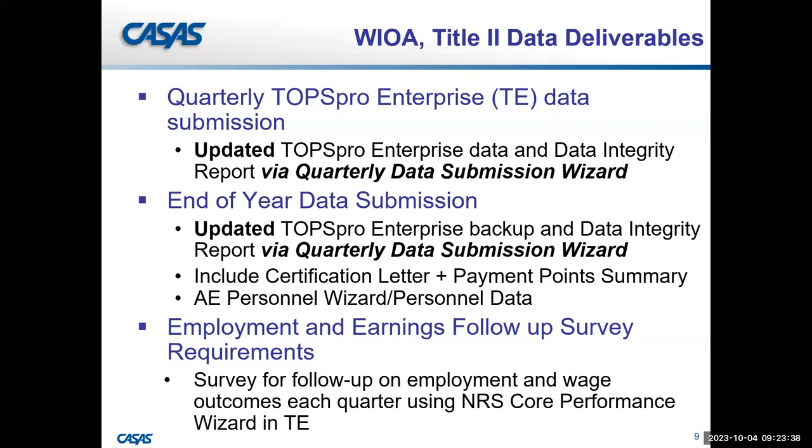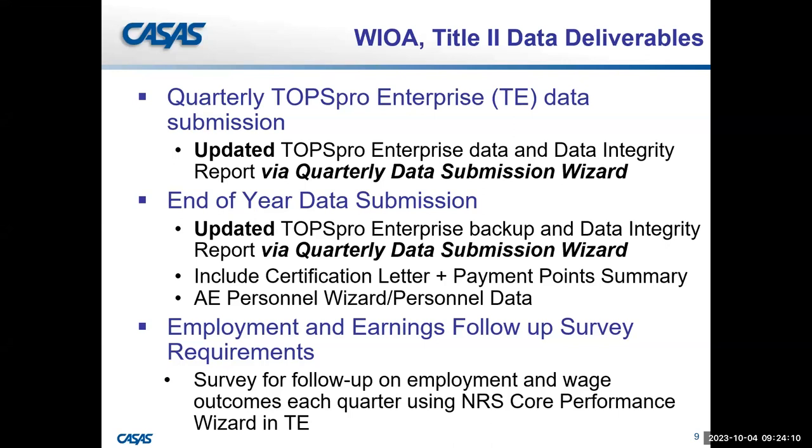Once you do that, then we have that payment point certification letter based on your payment point summary report in TE that you submit. Long story short, we have that certification process at end of year. We don't do that at the quarterly, but we do that at end of year, of course, because that's the data that affects your payment points results. So we have to be extra special careful and make sure that the total you think you're due to earn is exactly equal to the total we think you're due to earn.